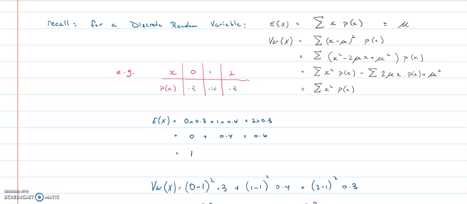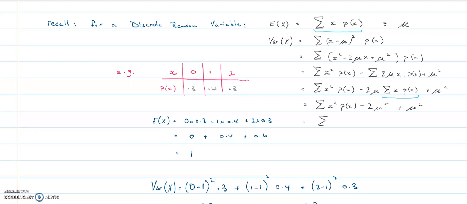Now let's have a look closely at this. This 2 mu, that's a constant, so I can bring that out the front. And then I've just got the sum of my x px's and then mu squared. Now this value here, does that look familiar? That's just mu. So I can rewrite this as x squared px, minus 2 mu times mu, so mu squared, plus mu squared.